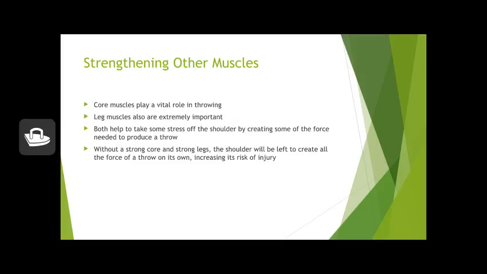If your legs and core are weak, your shoulder will be left to create all the force on its own and also deal with all the force of slowing down the arm after a throw. And of course, focusing all the stress on your shoulder alone will increase your risk of injury.